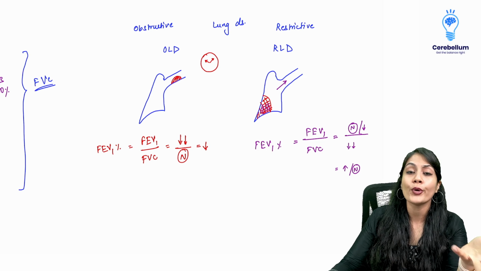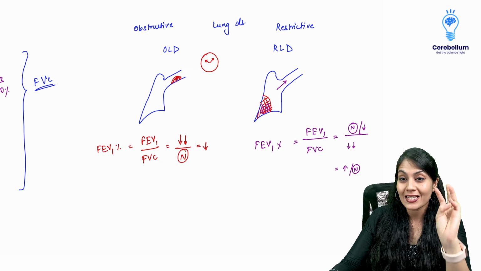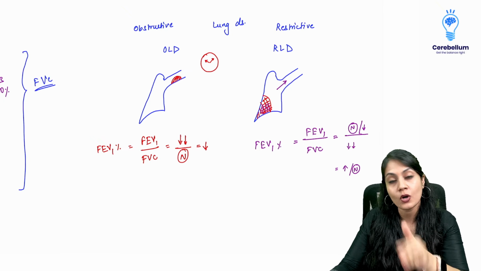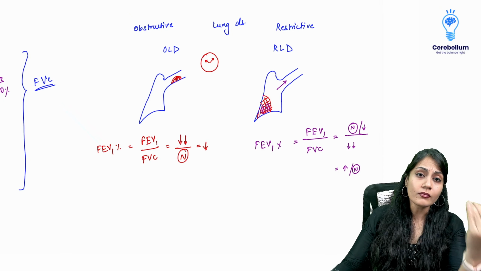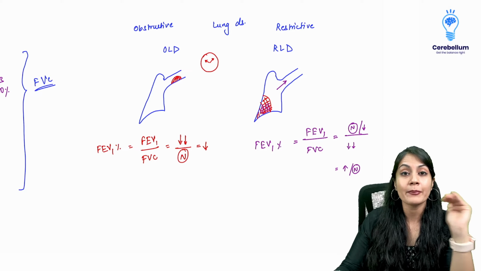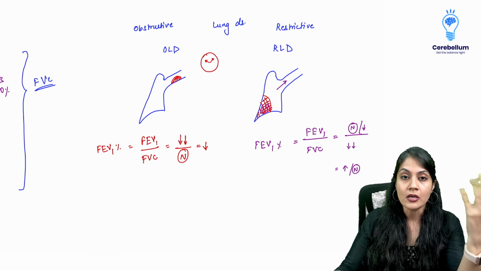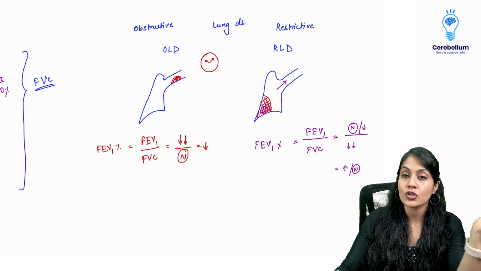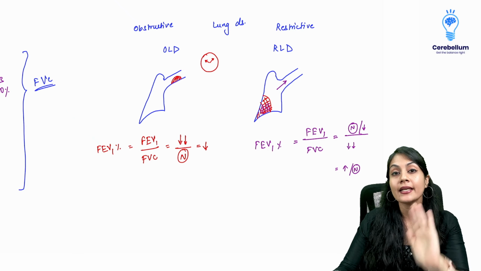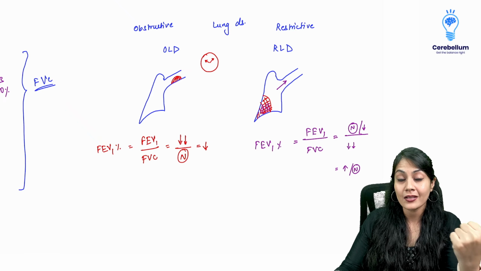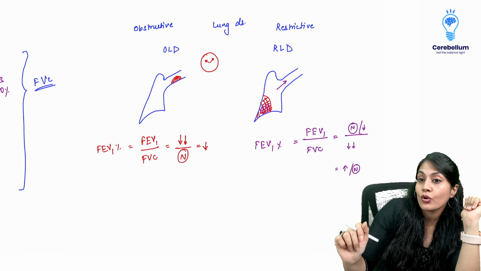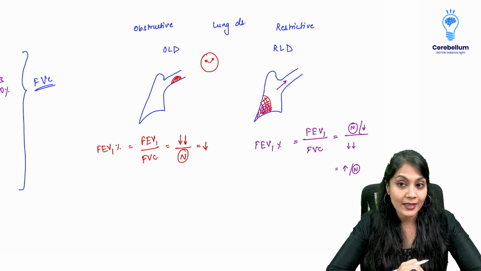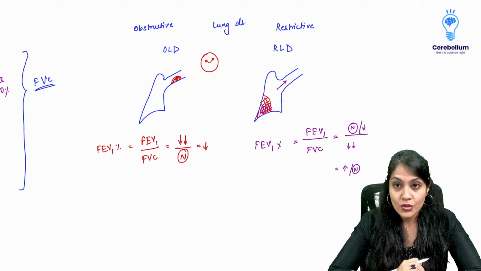What is the example of OLD? Obstructive lung disease: asthma, bronchiectasis, COPD, all of that comes under obstructive. In restrictive, I can have parenchymal or extraparenchymal. Parenchymal such as silicosis, asbestosis, fibrosis, tuberculosis, all the interstitial lung diseases. And in extraparenchymal, I can have myasthenia gravis, kyphosis, scoliosis, that is the forward bending of the spine, lateral bending of the spine. All of that comes under restrictive lung disease.